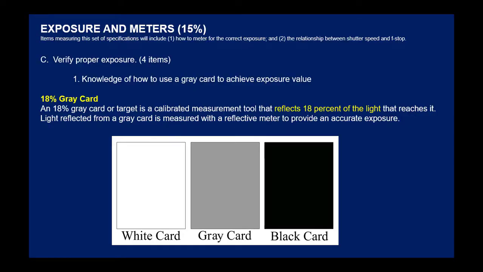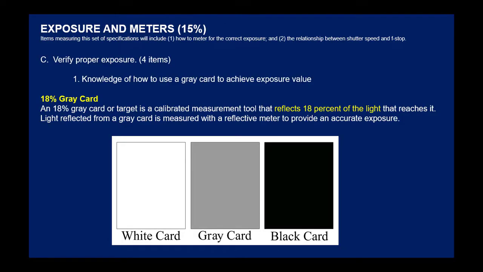Section C says, verify proper exposure. Now there's 4 items on this section on the exam, and so let's get right into the study and see what we have to take away from it here. The first item is understanding the use of an 18% gray card.